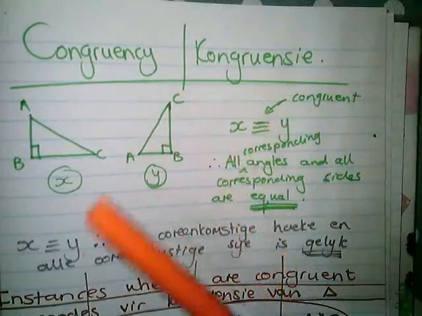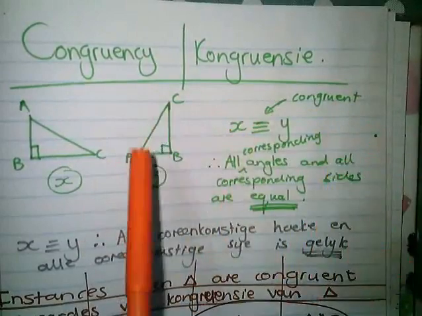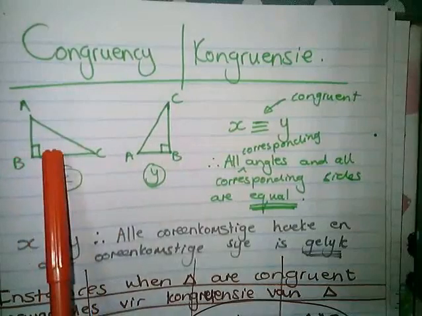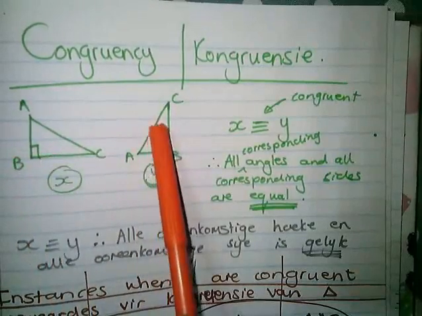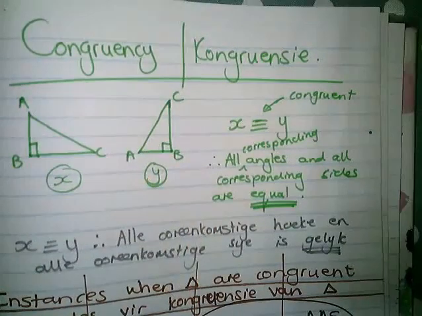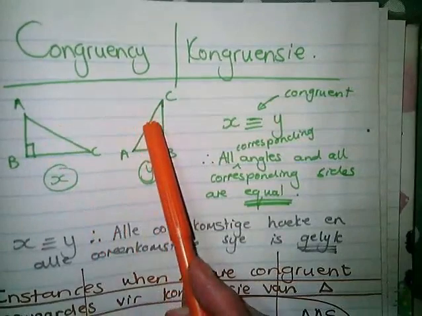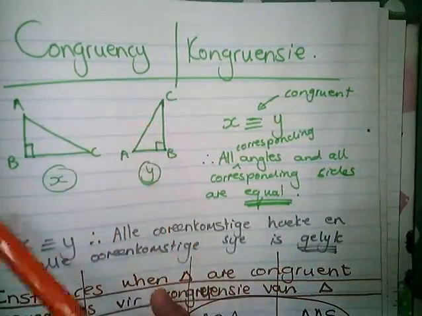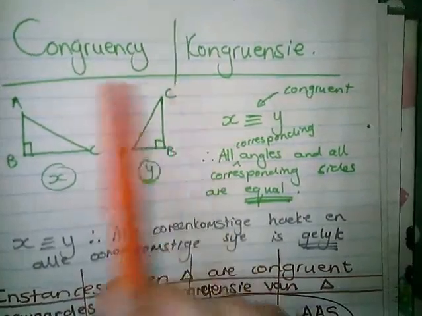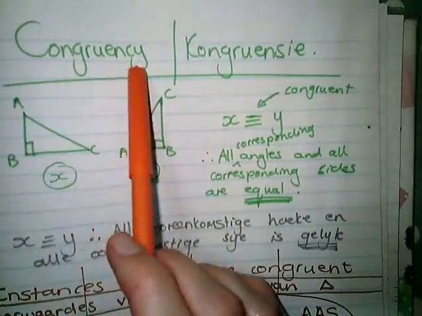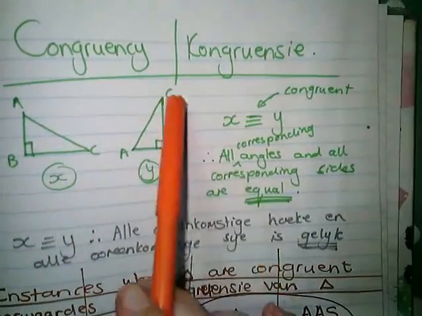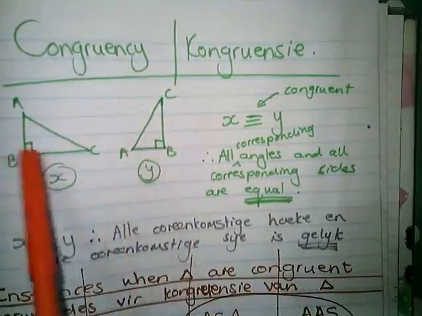Good. So if you remember the similarity, with similarity, all the angles would have been the same and the sides would have been in proportion. So if one was 7, the other one would be 14, for example. And then if one was 5, the other would be 10. So that the one would be double the size of the other. But with congruency, they are exactly the same. So the same size and the same shape.